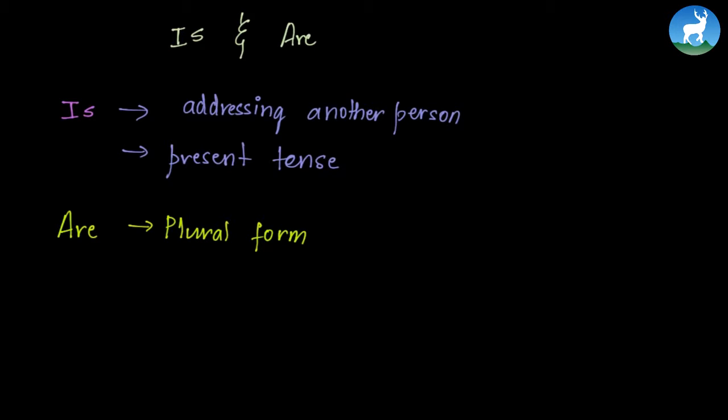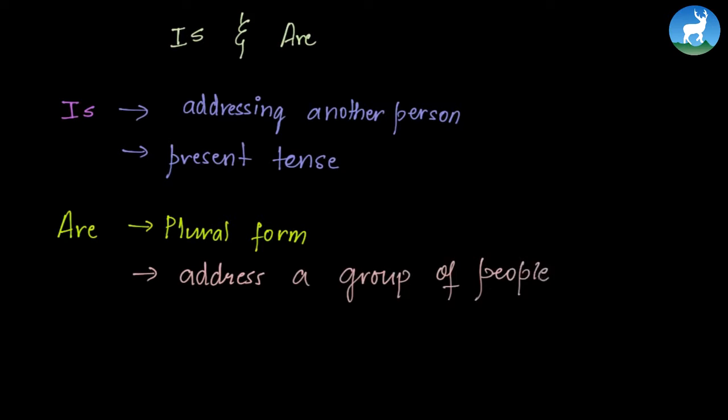And this is also used to address another person or group of people. Because we never say I are playing, right? We say they are playing. So are is the plural form. We don't say he are playing because he is singular. We say we are playing because we means a group of people, and that's plural form.